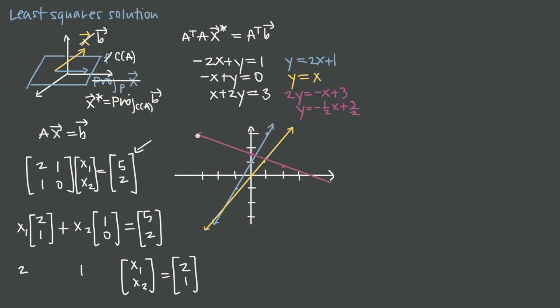So now we've got a rough picture of what these lines look like, and you can see that they don't all intersect each other at one single point. We have an intersection point down here, here, and here, but there's not one single solution. If there was a solution to this system, then all three of these lines would intersect each other at one point. But because they don't, that means there's not a solution. B is not in the column space of A. So what we have to do instead is find the least square solution.